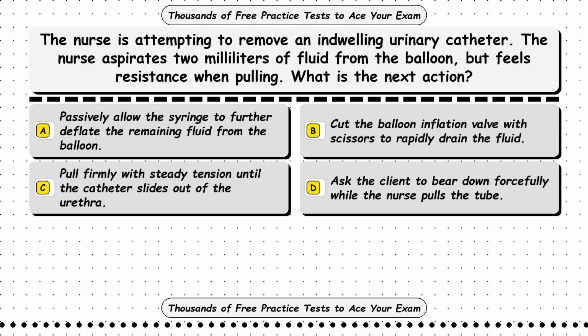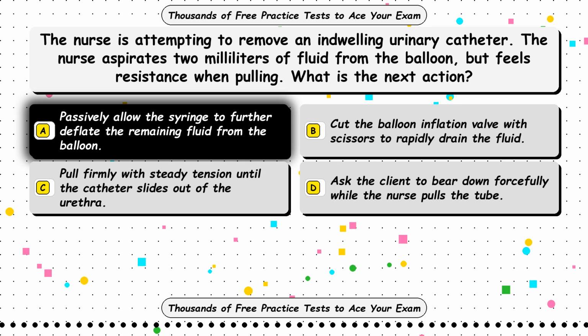Question 92. The nurse is attempting to remove an indwelling urinary catheter. The nurse aspirates 2 milliliters of fluid from the balloon, but feels resistance when pulling. What is the next action? Option A. Passively allow the syringe to further deflate the remaining fluid from the balloon. Option B. Cut the balloon inflation valve with scissors to rapidly drain the fluid. Option C. Pull firmly with steady tension until the catheter slides out of the urethra. Option D. Ask the client to bear down forcefully while the nurse pulls the tube.